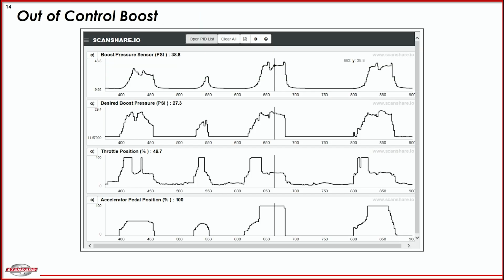So we can see in the capture here that we've got the wastegate hose disconnected, and the technician has the gas pedal to the floor, and the boost pressure was over 38 psi, which is definitely a lot higher, about 12 psi higher than normal. But notice that the PCM has dropped the throttle position to just under 50%.